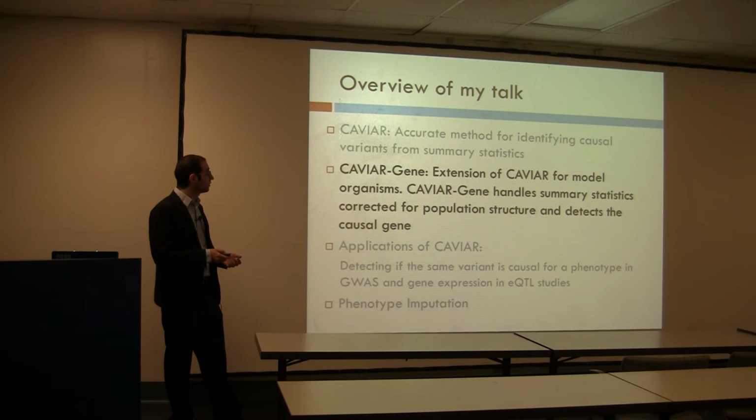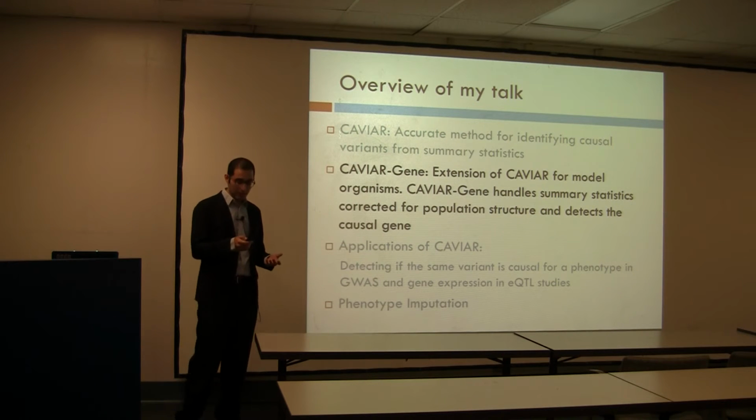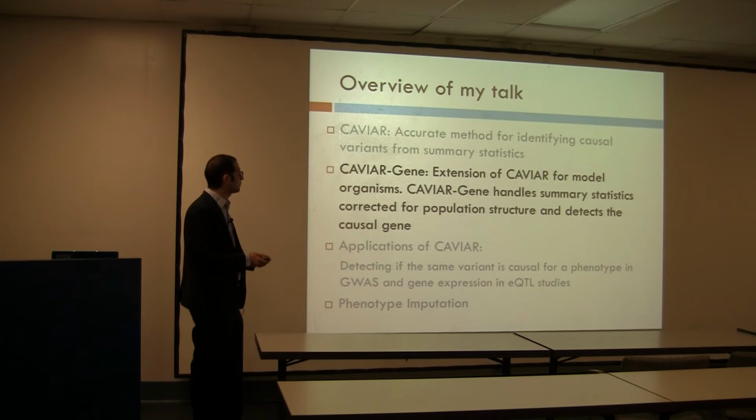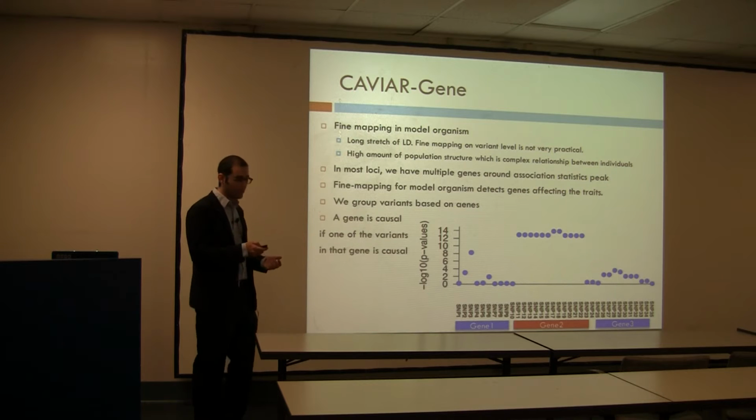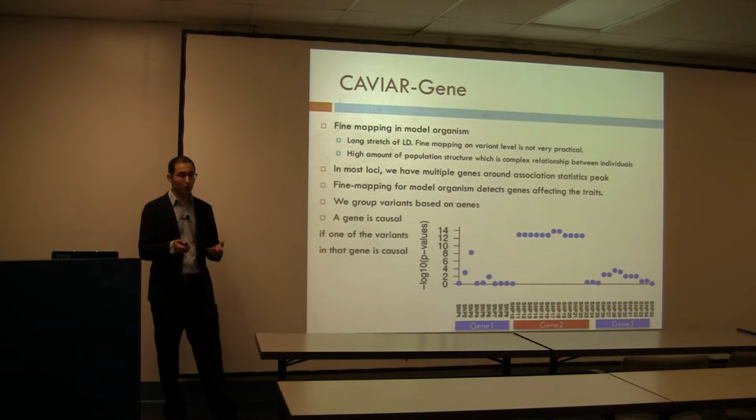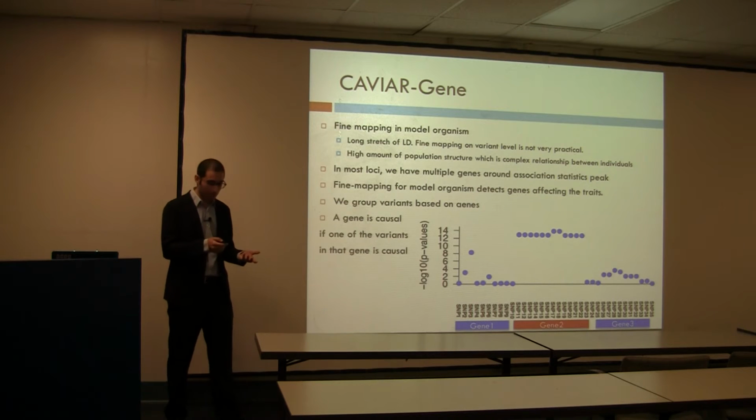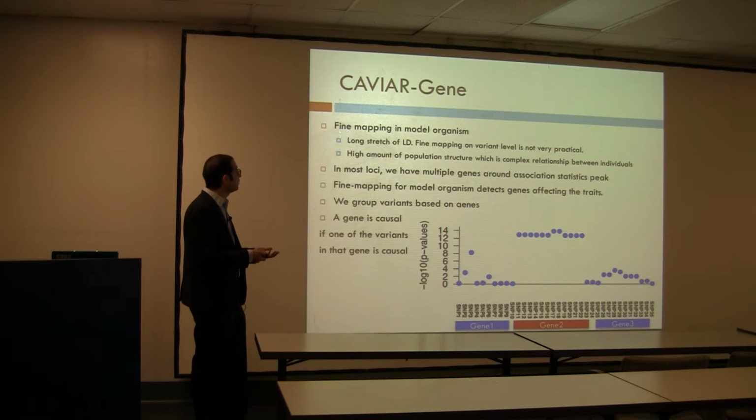So the second part of my talk is: can we perform fine mapping at the gene level? And this motivated us to design a new method called CAVIAR gene. So you may ask why we did this. The motivation is that we want to run our fine mapping method on model organisms, especially mouse. However, model organisms have two challenges.